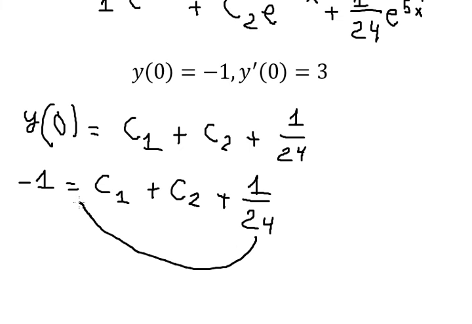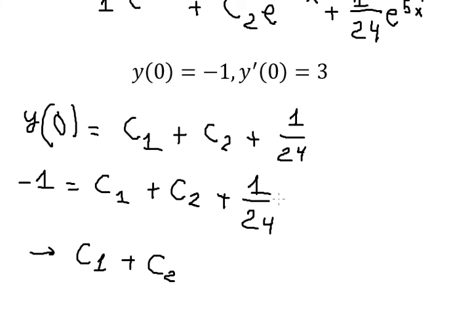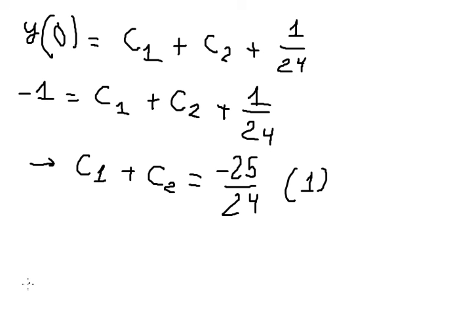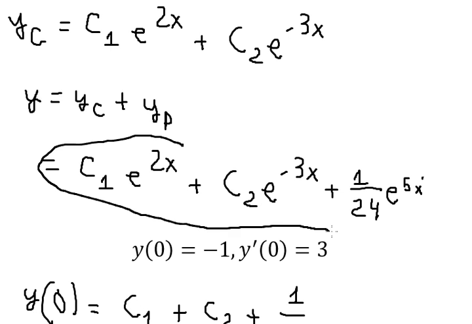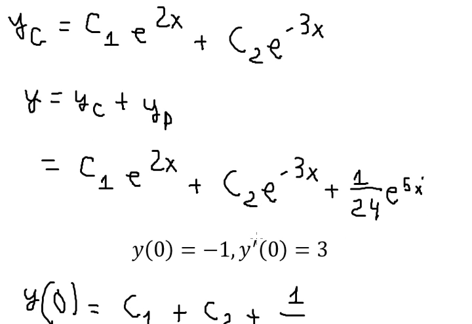So we have negative number 1. So I will put this one to the left. So negative number 1 minus 1 over 24, and we have negative number 25 over 24. And we have the first equation. Now we need to do first the derivative of this one, so we can find the second equation in here.